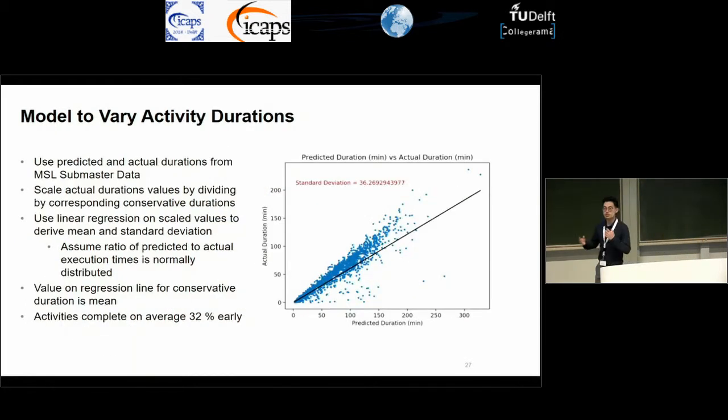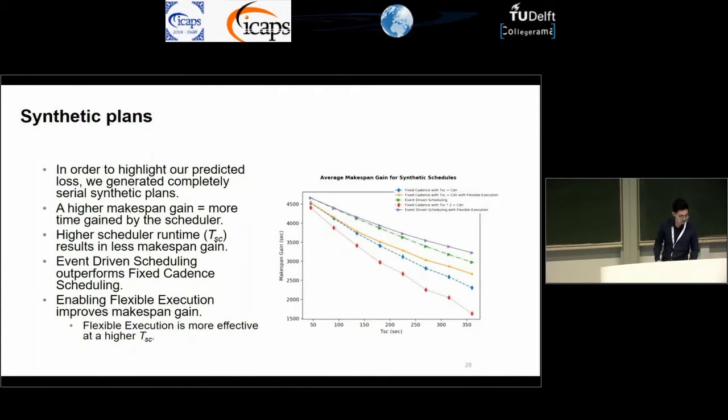So how we did this, basically we took data gathered by Dan Gaines for MSL, and with it, there was the conservative duration that they sent up to the rover and the actual duration of how early the activities finish. And we discovered that activities generally end early, around 32% early, so they're pretty conservative when they're sent up. And with that, we crafted a normal distribution, and then we grabbed activity durations from that and changed activity durations during our simulation of execution.